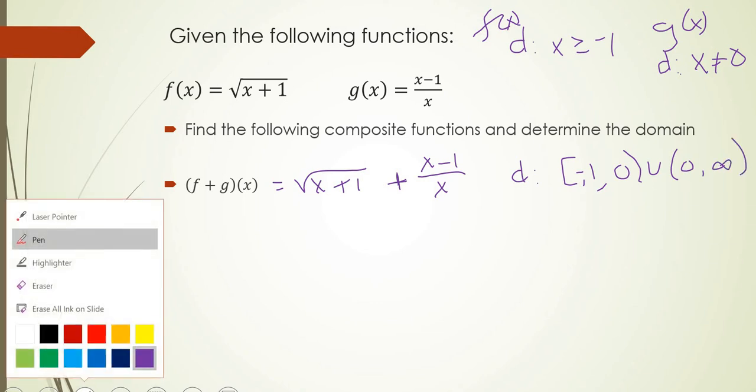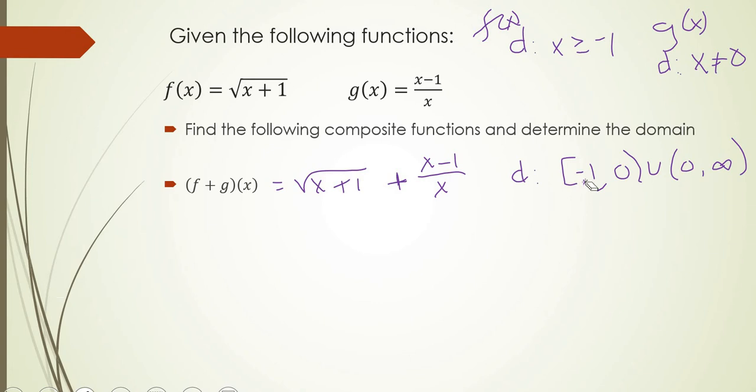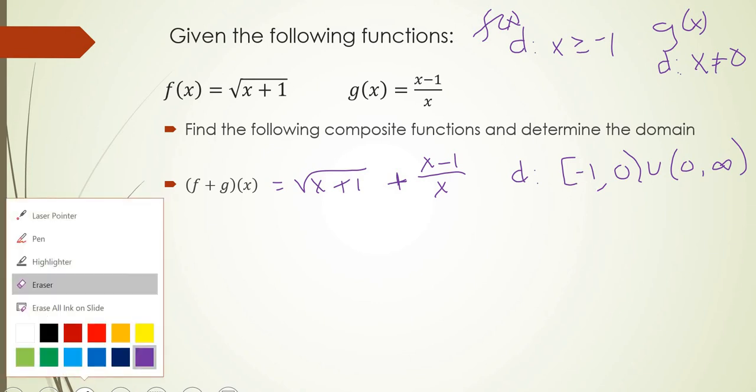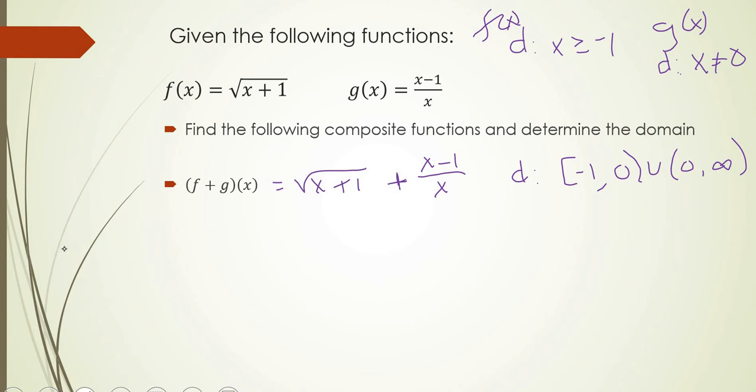This textbook writes this, what to me is a little bit odd, and I prefer the notation that I just used. They say that the domain is from -1 to infinity minus the set of 0. I think that this notation makes a little more sense. We go from -1 to 0, but don't include 0, and then we pick up on the other side of 0 and go to infinity. So this is, again, what the book says. I would prefer the interval notation that I did on top.